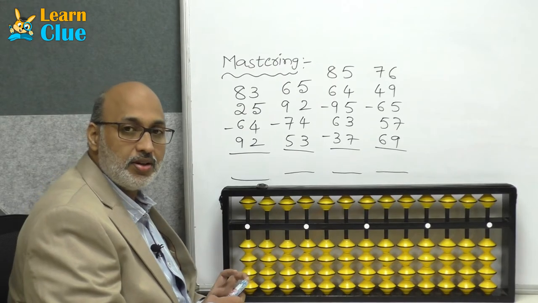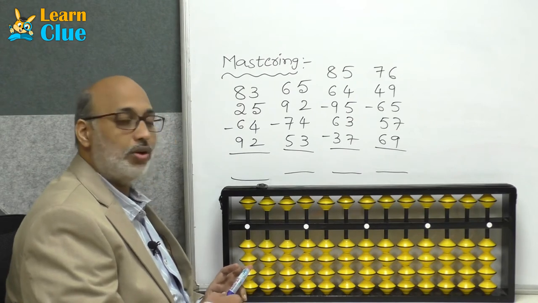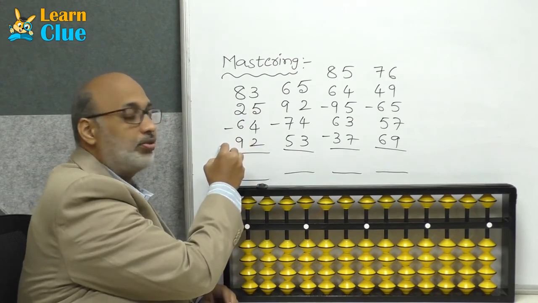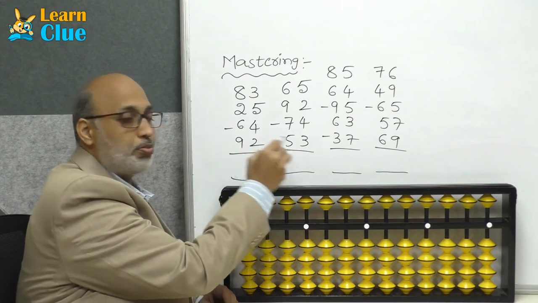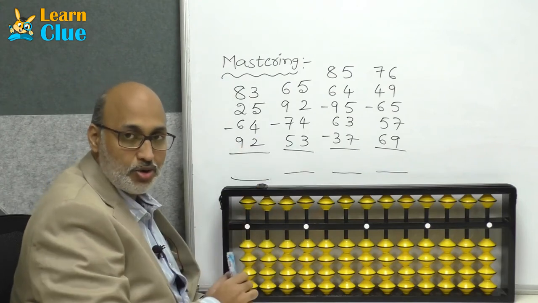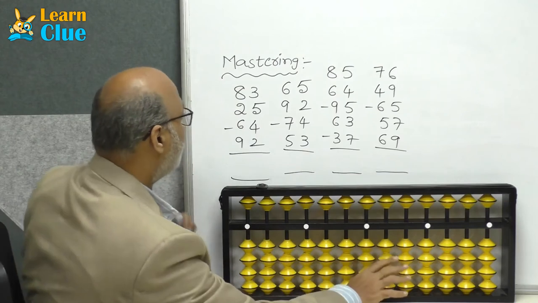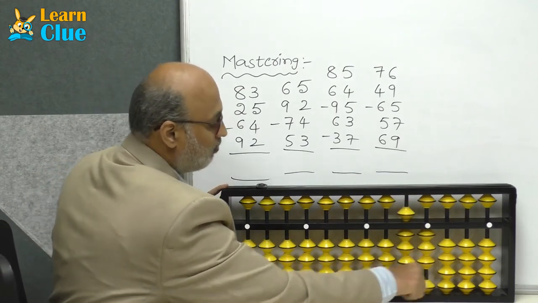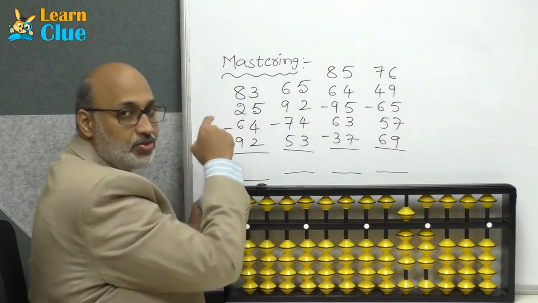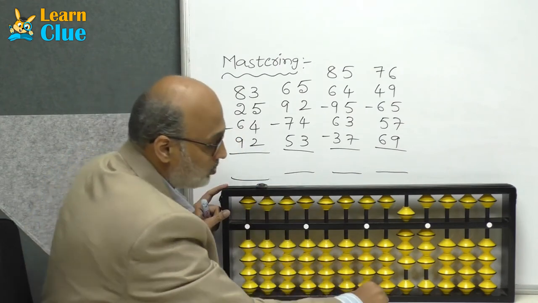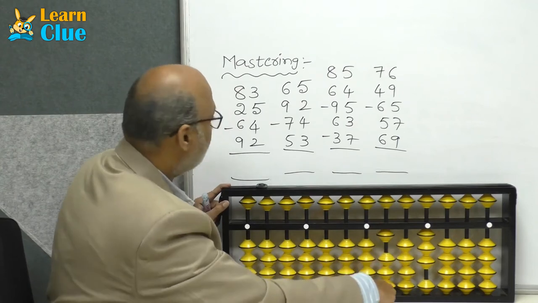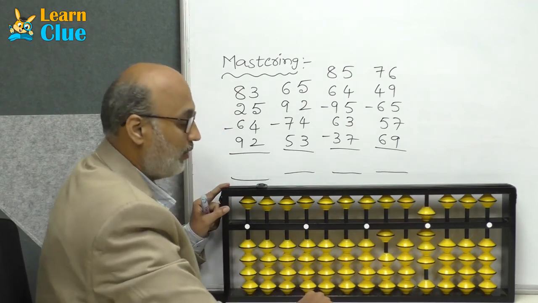Hi students, in this session we are going to see some bigger problems of four rows, same mastering concept. Okay, let's start. 83 plus 80 plus 3 plus 25. Plus 20 is nothing but minus 80 plus 100 plus 5.